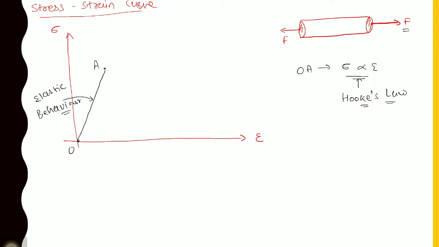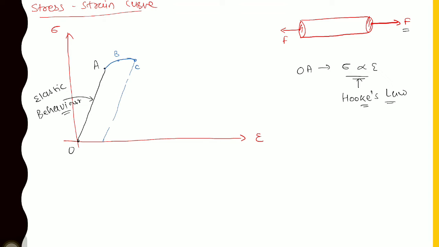So after this, if you change the force, the behavior is like this. Consider this point as B and this point as C. After A there is some non-linear behavior between the stress and strain. If you remove the force at the point C, then there is some permanent deformation. You just draw the figure like this, so your idea will be clear. Here the body gets some permanent deformation.